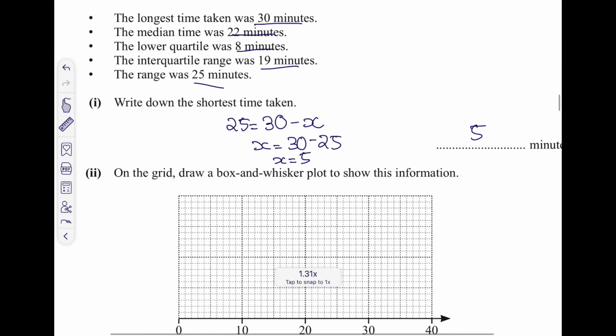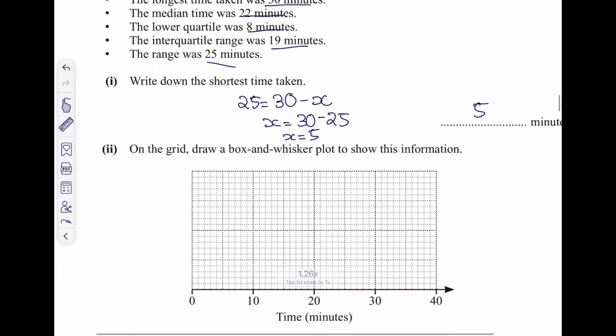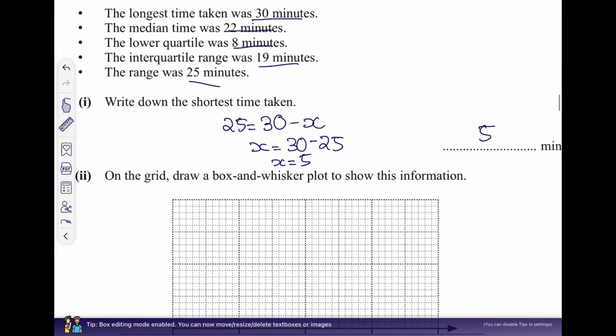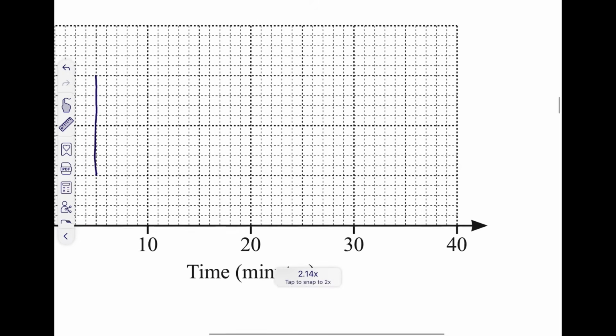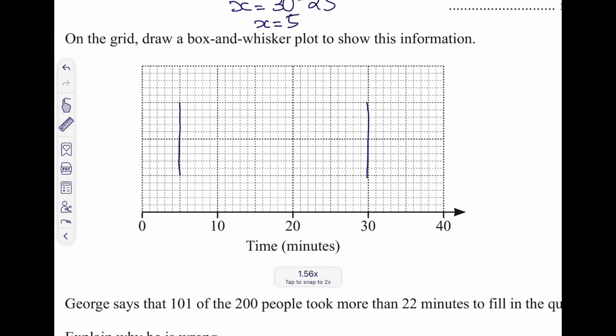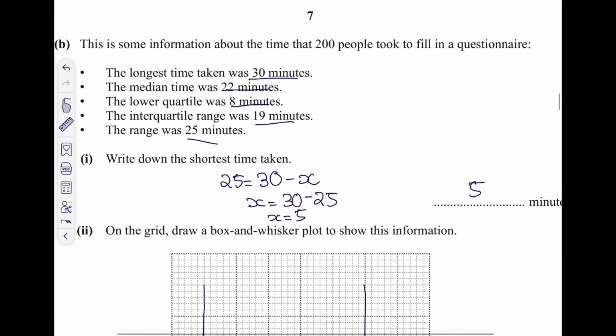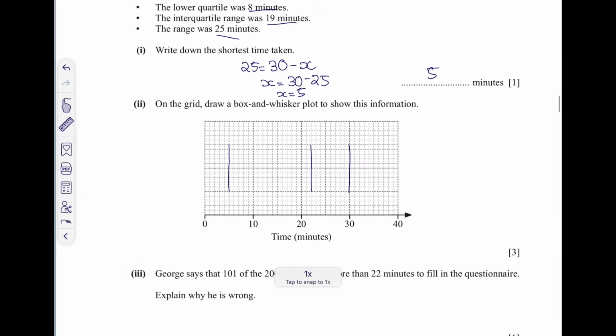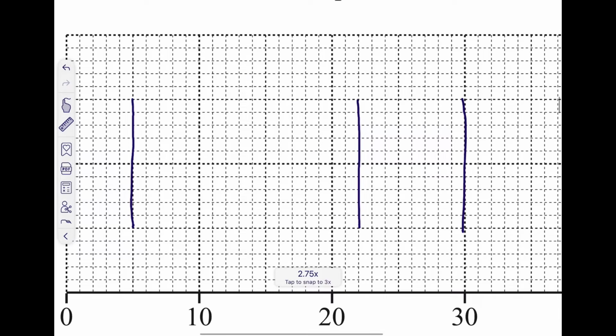Then it says draw a box and whisker plot to show this information. In the box and whisker plot, first of all, you have to plot the range, which is 5 and 30. So 5 would be somewhere here, and 30 would be somewhere here. That's how you plot the range. Then where is the median? The median is at 22 minutes. So I'm going to take 22 minutes and plot the median here. Where's the lower quartile? The lower quartile is at 8 minutes.